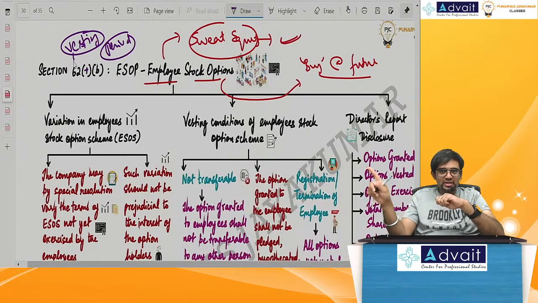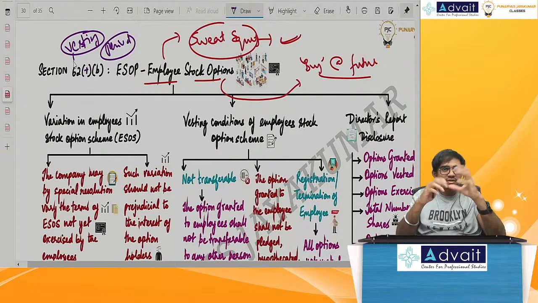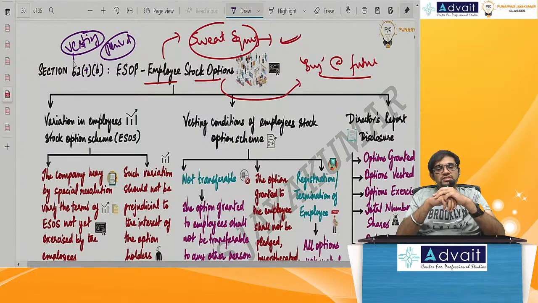If he wants ownership in the company, that number of shares that I am giving him, a sizable number at a discounted value, then he has to stay in the company for a minimum of 2 years. So that vesting period is called the waiting period. At the end of the waiting period, you will get your shares, as simple as that.